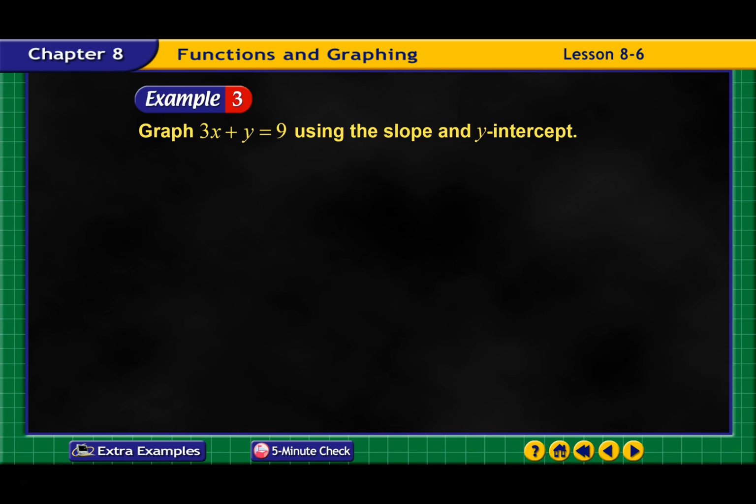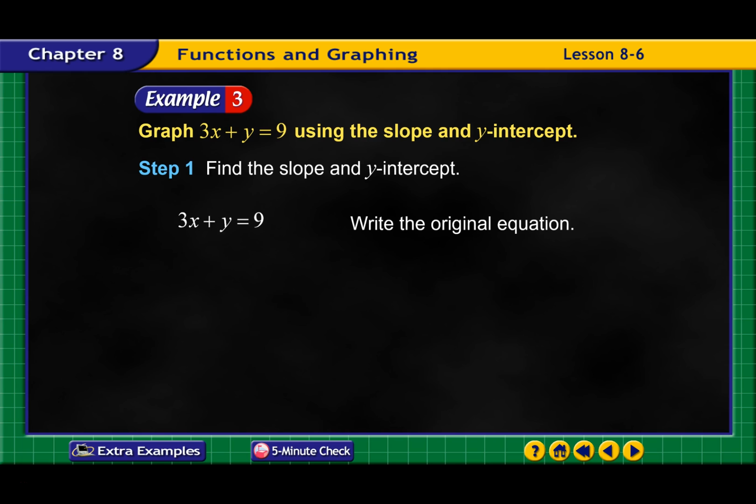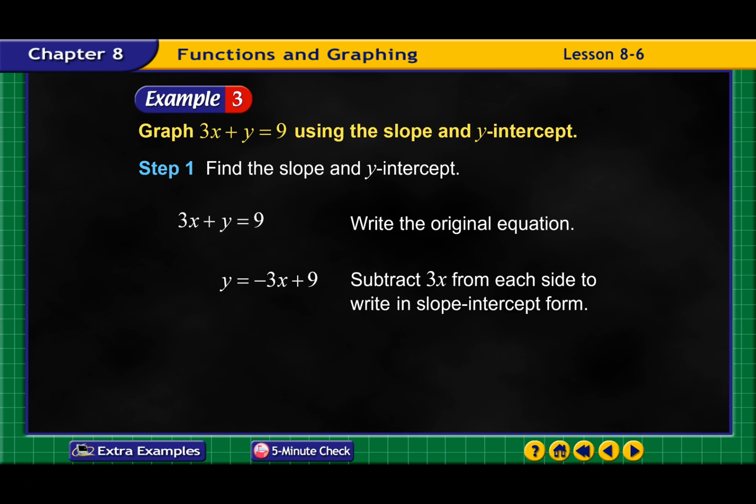All right, so now we're actually going to graph this using the slope and y-intercepts. So first we're going to find the slope and y-intercepts. So we take our original equation, we're going to have to put it into y equals mx plus b format, which is just subtract 3 from both sides, and then swap the things to put it into format.